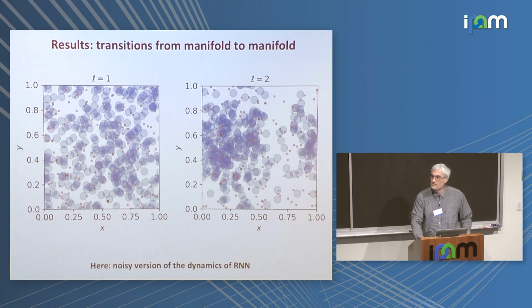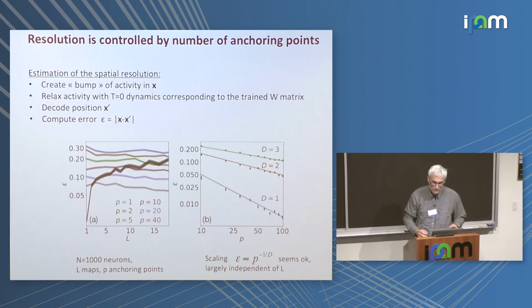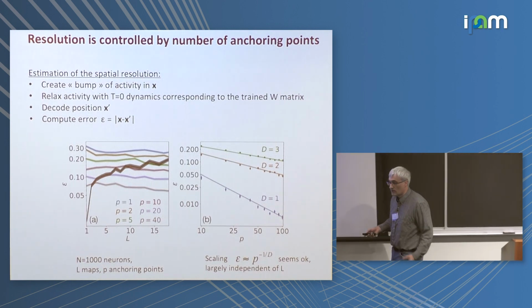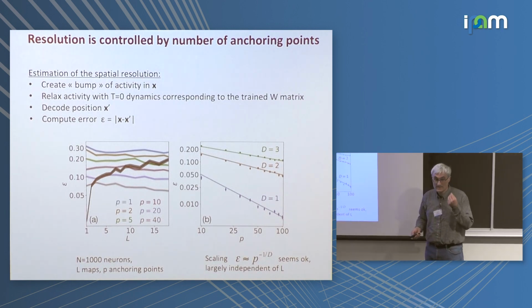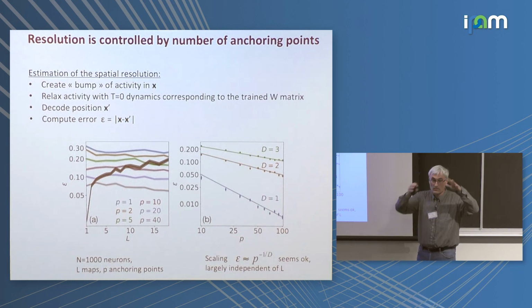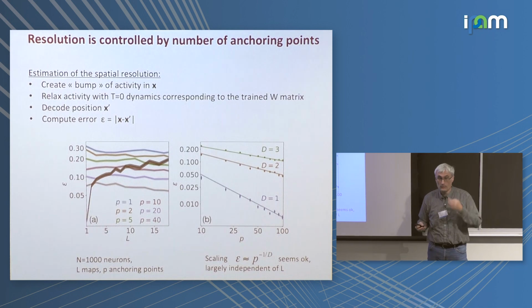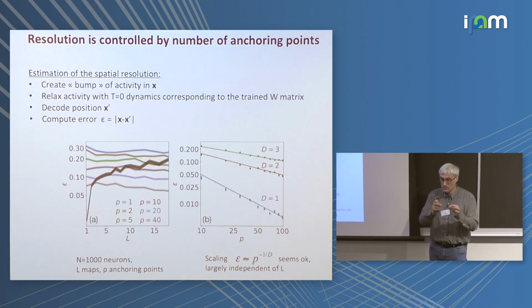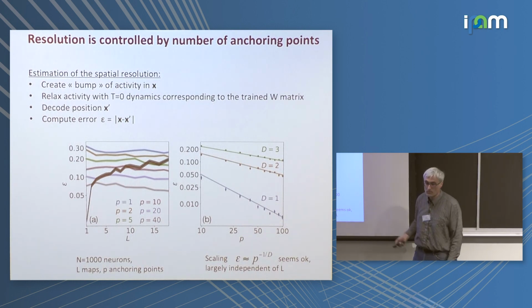So how is the resolution controlled by the number of points? Now if we want to understand that, we can do a numerical experiment where we set 0 temperature. We create a bump of activity in any position along the manifold, not necessarily one that was in the data set. And then we do 0 temperature dynamics, relaxation of a recurrent neural network. We see what is the set of active neurons, and now we decode the position by computing the center of mass of the centers of the place fields of these active neurons. And we compute the distance between the initial and the final position of the bump.